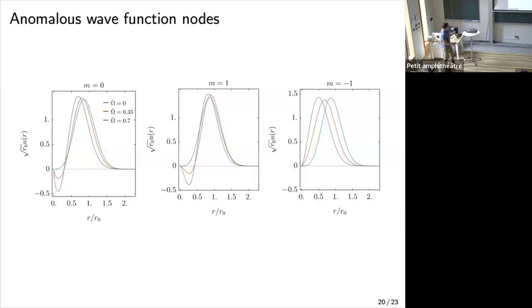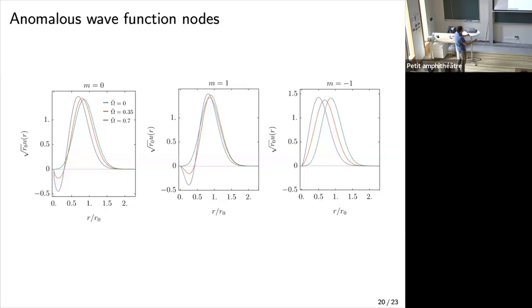I think I'm okay. So maybe just mention very briefly that the structure of the pair wave functions is actually also sort of interesting. Here I'm showing you the radial wave functions of the pair plotted for different angular momentum sectors, and in each angular momentum sector, different values of the Berry curvature. When the Berry curvature is 0, that's the green curves here, you see that the pair wave function is nodeless, as it has to be.